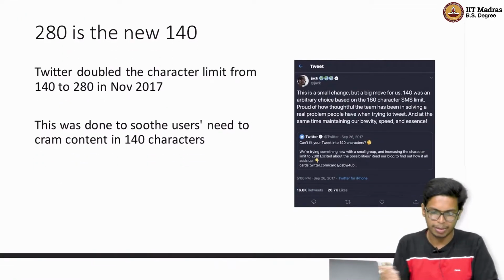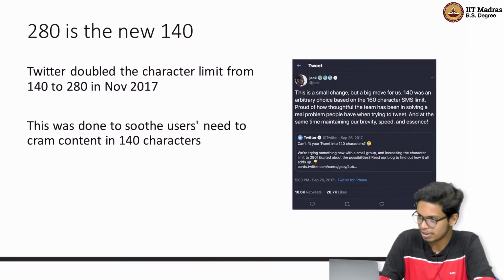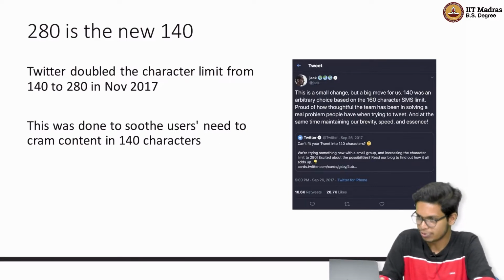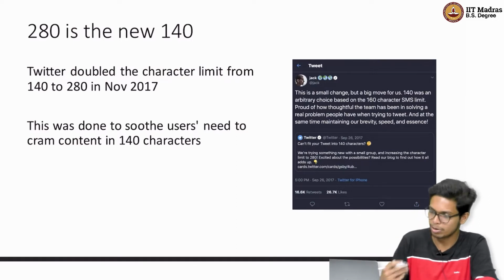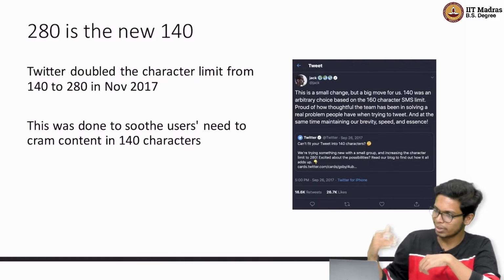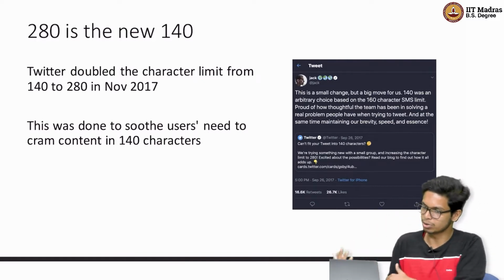So if you remember, a few years back, in November 2017, Twitter doubled the character limit of its tweets from 140 characters to 280 characters. Previously, it was only 140 characters. If you went beyond that limit, you would not be able to tweet in the same tweet. Twitter allowed you to construct Twitter threads. So 140 character tweet 1, 140 character tweet 2, and so on.